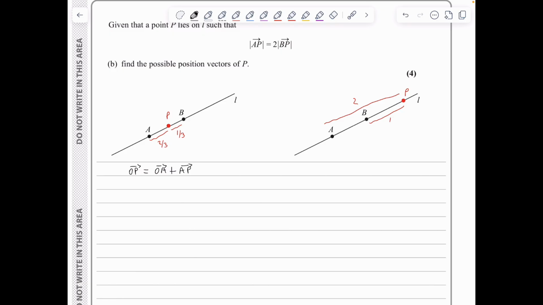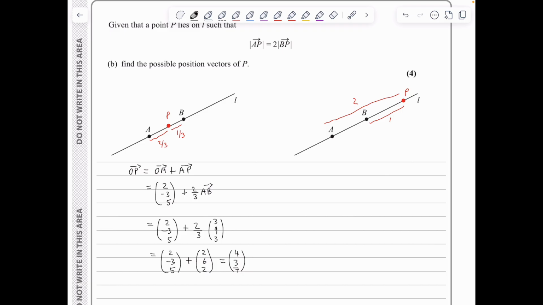Now OA is the vector 2, -3, 5, and then to go from A to P, I will simply do 2/3 of AB, so plus 2/3 of AB. So we're looking at 2, -3, 5, plus 2/3 of the answer we obtained in part A, which was 3, 9, 3. Now 2/3 of 3 is 2, 2/3 of 9 is 6, and then again 2. So this gives an answer of 4, 3, 7.